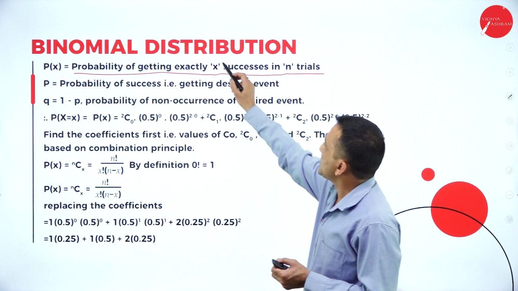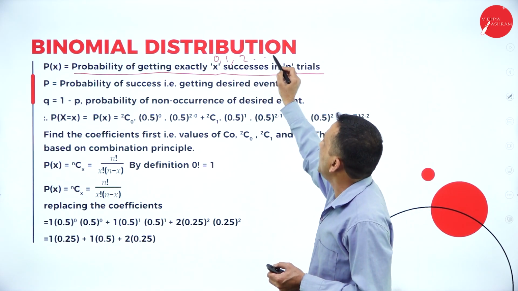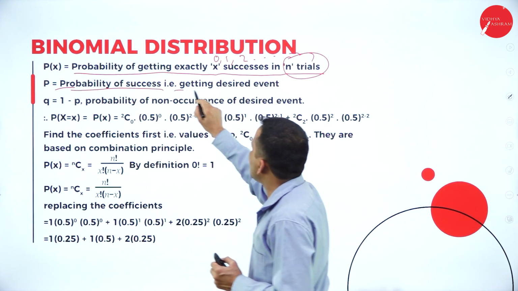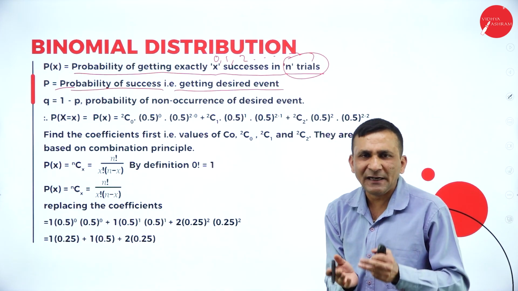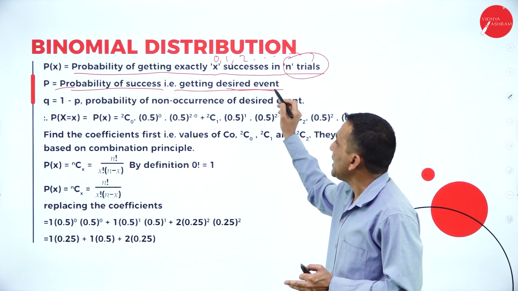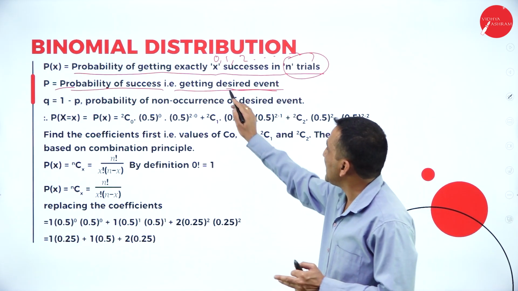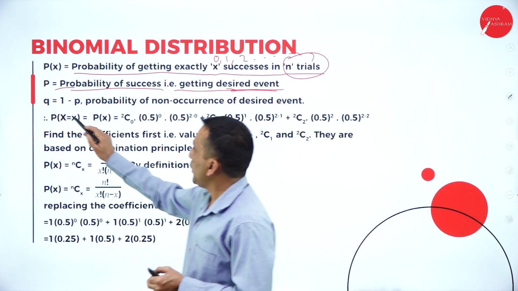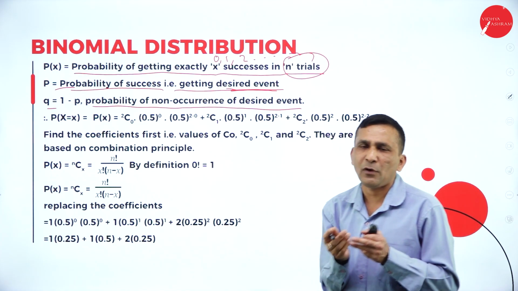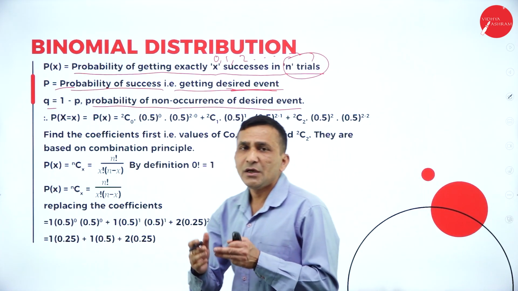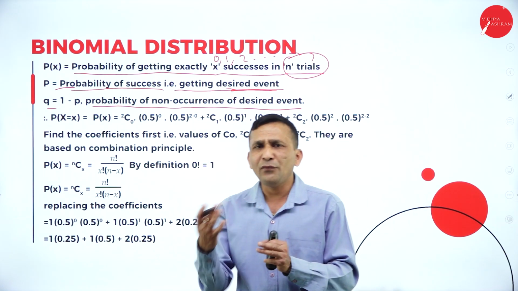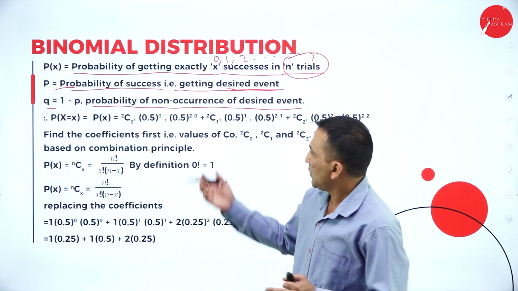Here x will be 0, 1, 2 till n, from the n trials. P is the probability of success, that is getting the desired event. If you are expecting head, that is the desired event. If you are expecting a tail, that is your desired event. So, Q is nothing but 1 minus P, the probability of non-occurrence, or you can say the probability of failure, because you are expecting head but unfortunately you got tail, in that case it is a failure.